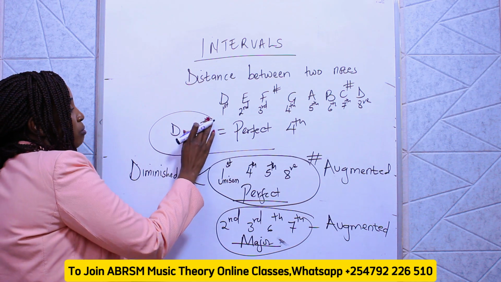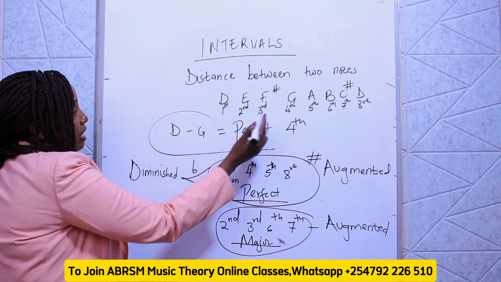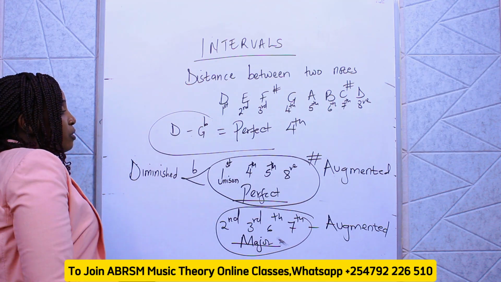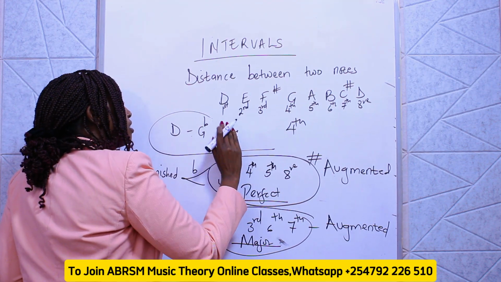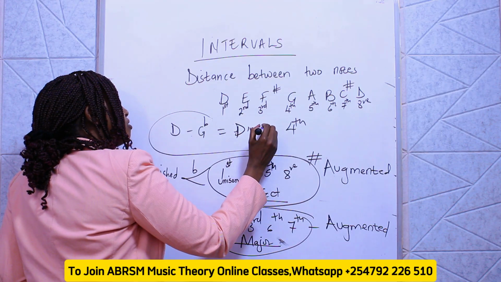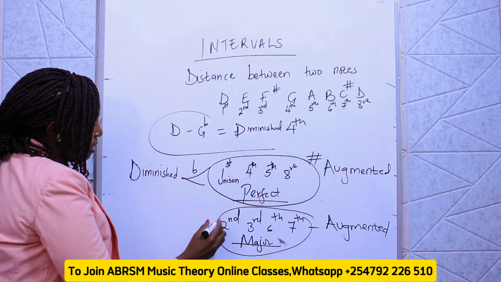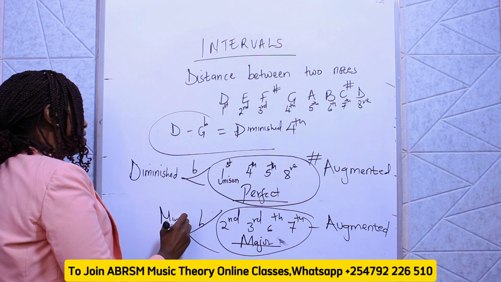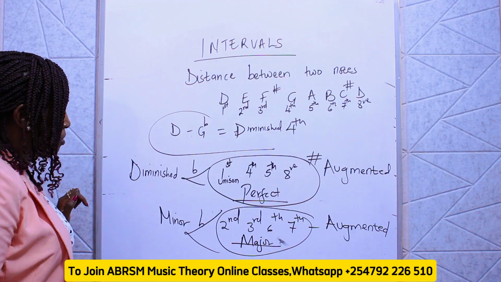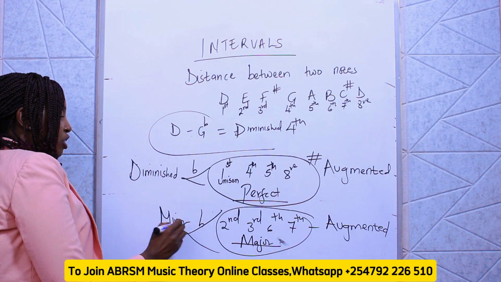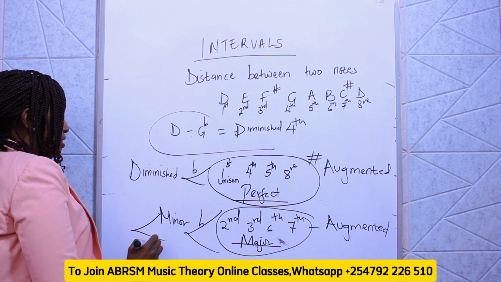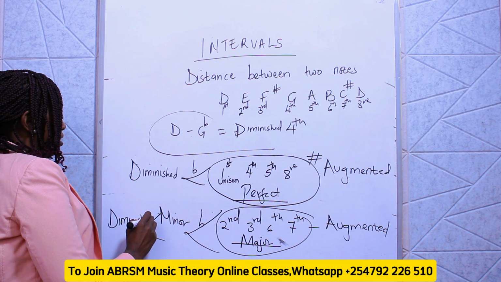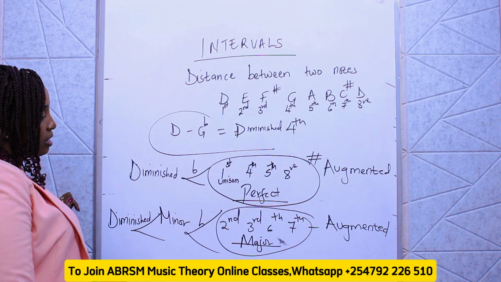So if I was moving from D to G, but then I take my G and I lower it, it becomes a flat, then I will call it a diminished fourth. If I take my major and I lower it, then it will be called a minor interval. But again, the major can be lowered twice and be called a diminished. You can lower it two times and you call it a diminished.